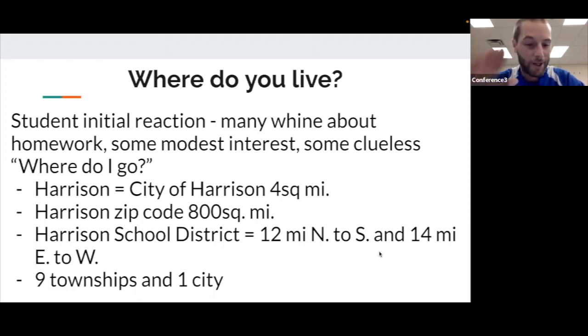So this is just more specific to my kids and what we go through. But again, if you're adjusting to what you want to do, you'll have your own info to work on. And eventually down here, all this area, the school district covers 9 townships in 1 city. So it's very large. We're talking a huge chunk of area here. So where do you live becomes very relevant very soon.